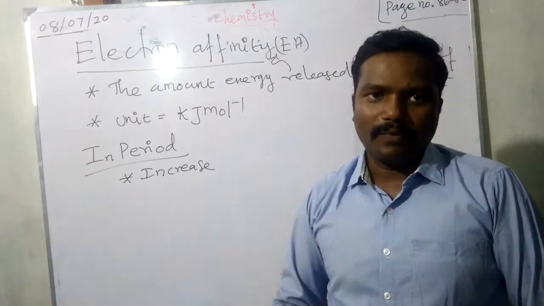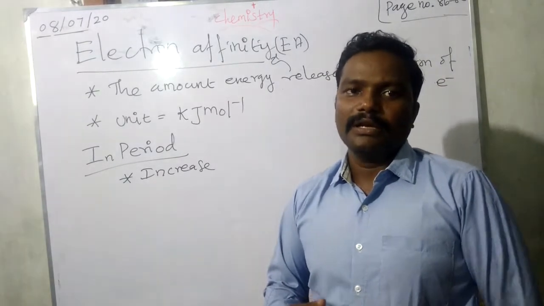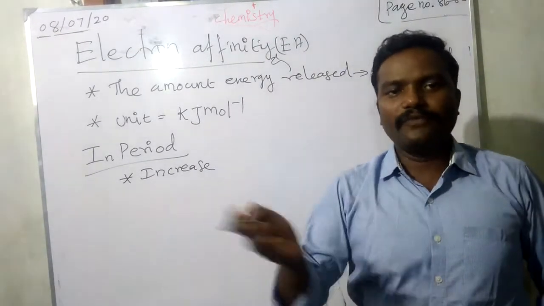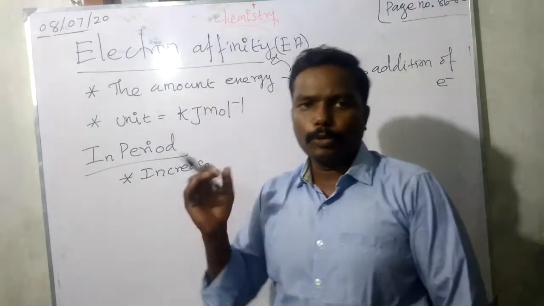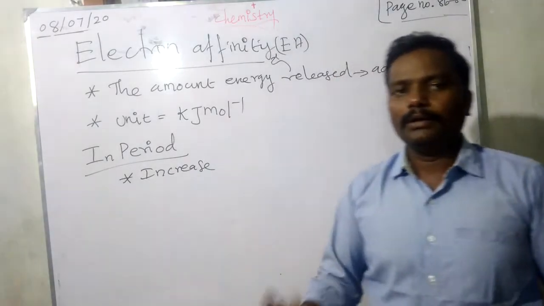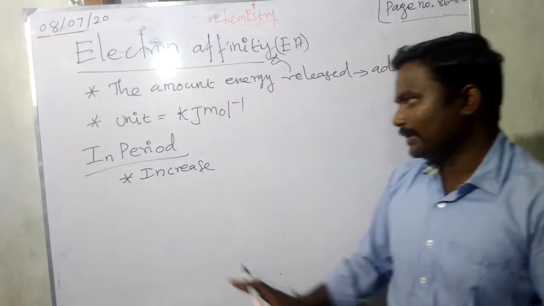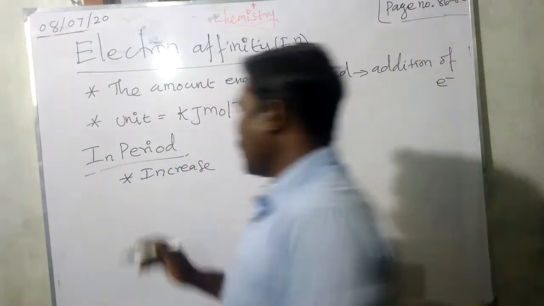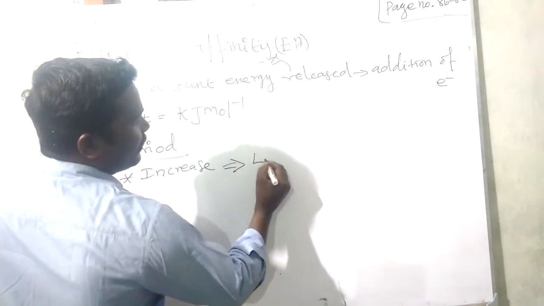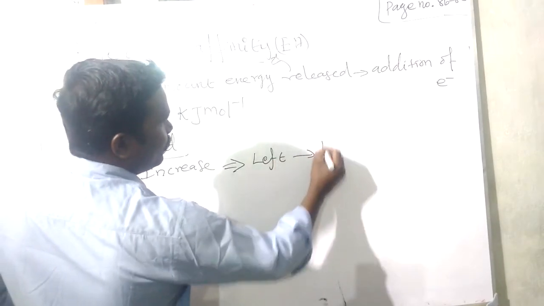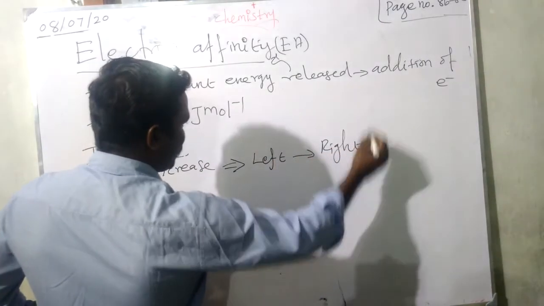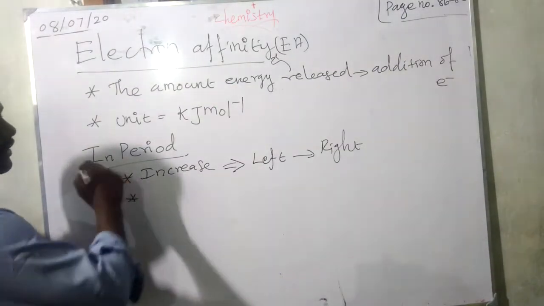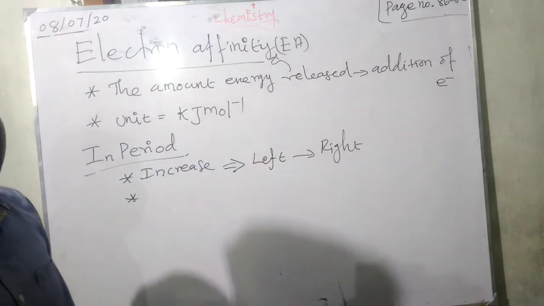Why am I always comparing with ionization energy? Because electron affinity will increase the same way as ionization energy, left to right. The same way, top to bottom, group wise, we can also compare with the ionization energy. Yes, period wise electron affinity increases. That means it increases in the periodic table if you go left to right. What may be the reason? Why left to right is the electron affinity increasing?